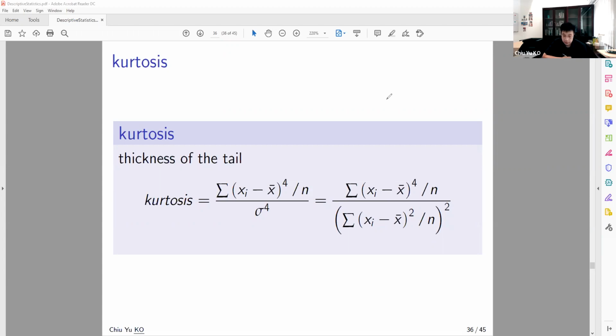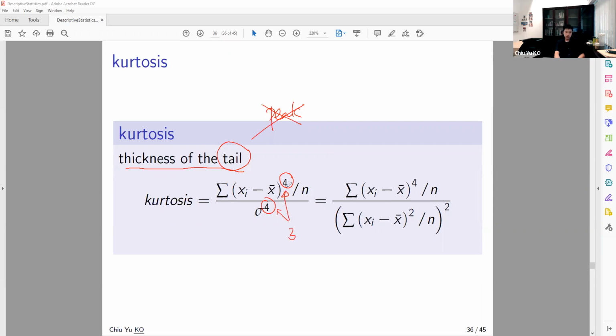And the kurtosis is talking about the thickness of the tail. If you look at the textbook, they talk about the peak, and in fact this is not right. It's more like the tail. To see why, you will see this kurtosis formula is very similar to the skewness formula. Skewness is power 3, but here it becomes 4.